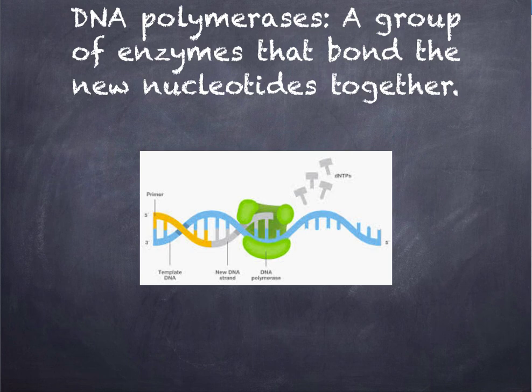Our next word is DNA polymerase. Polymerase is basically an enzyme. This is a group of enzymes that bond the new nucleotides together. And from what we've learned about enzymes, we should know that these enzymes are basically a catalyst that cause a function to occur. So a group of enzymes that bond new nucleotides together. Basically, they're going to build the DNA molecule with these nucleotides, and this is DNA polymerase.